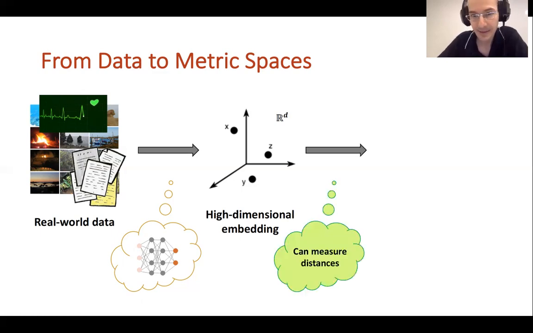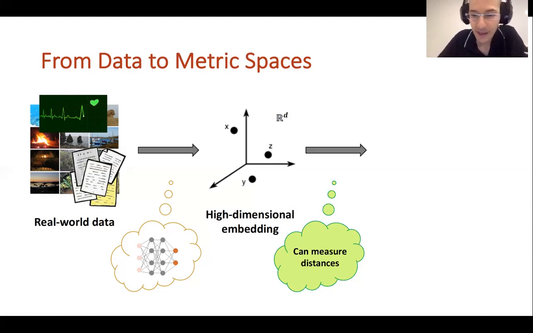Now, what does that give us? The ability to quantify and measure distances between data objects. So for example, as humans, we have some notion of what it means that two images are similar or dissimilar, but we cannot necessarily quantify it. So this is a way to quantify it. I can measure exactly the Euclidean distance between the representation of two images in this space. And if the embedding is meaningful, then if the images are similar to a human, hopefully they're going to be close to each other in this space.